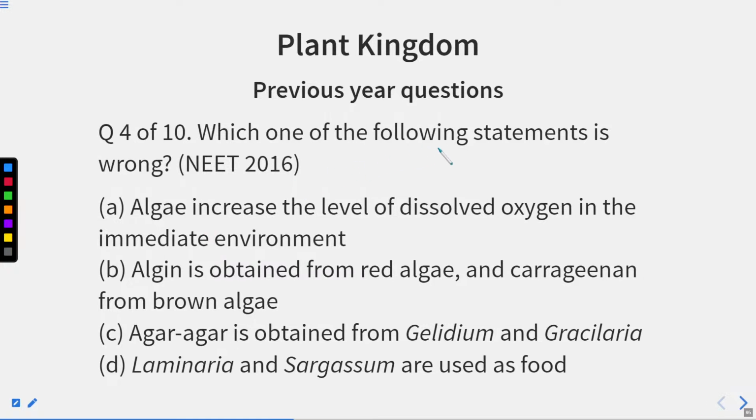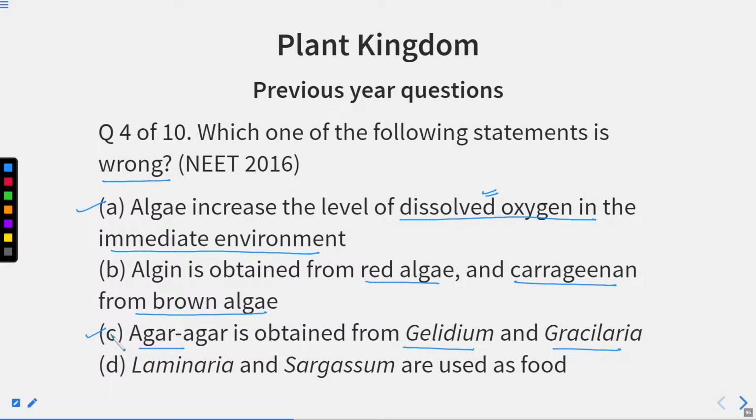Next question. Which of the following statements is wrong? Algae increase the level of dissolved oxygen in the immediate environment. Algin is obtained from the red algae and carrageenan from the brown algae. Agar is obtained from Gelidium and Gracilaria. Laminaria and Sargassum are used as food. The first one is correct. Algae increase the level of dissolved oxygen because they carry out photosynthesis, so it increases the dissolved oxygen in water.